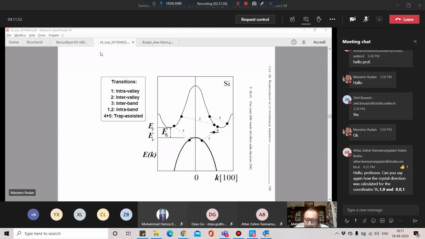in this class. So in the next slide, I'm going to show you two of the possible branches of the E of K relation in the case of silicon, that of course is the most important semiconductor.